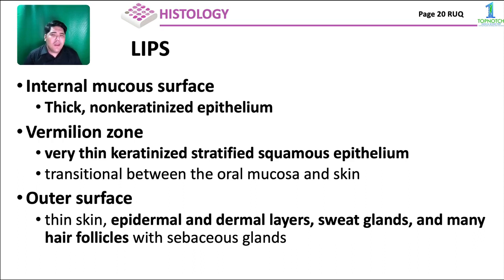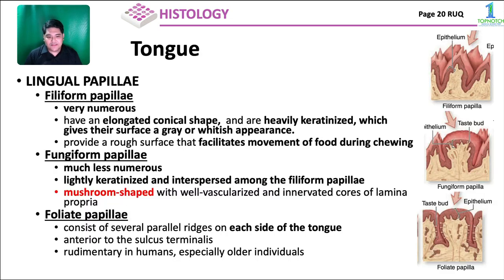Now your lips, the internal mucous surface of the lips is thick non-keratinized epithelium. Vermilion zone, nako, vermilion border, laging tinatanong. It's a very thin keratinized stratified squamous epithelium. Ito yung transition between the oral mucosa and the skin, your vermilion border. And then you have your outer surface, sure ka na that it has a thin skin, okay? Epidermal and dermal layers, may sweat glands, and hair follicles. And syempre, usually kapag may hair follicle, you have your sebaceous glands.